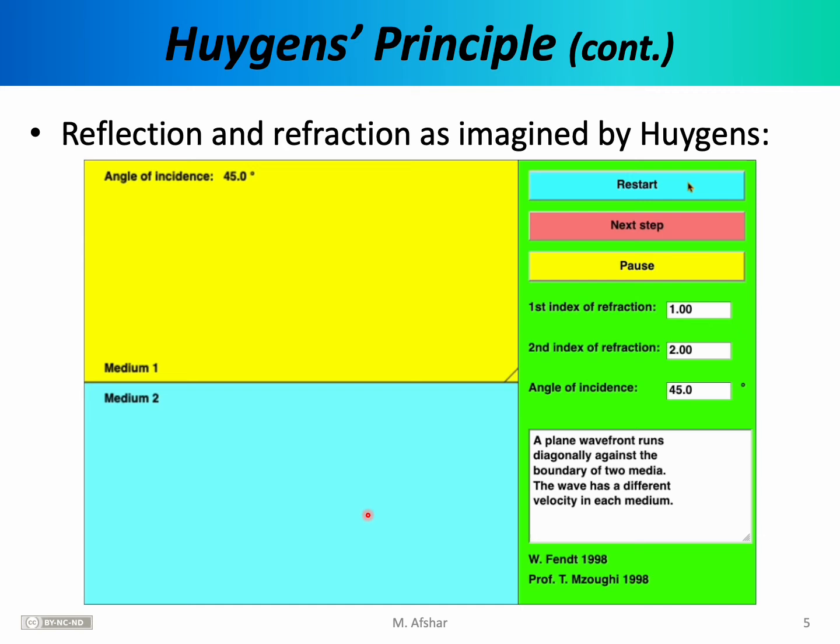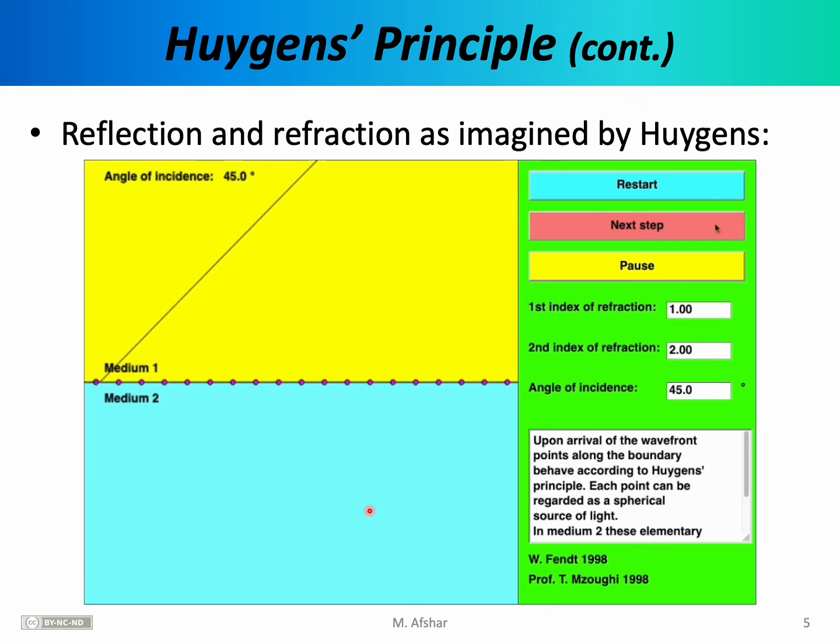We're interested in knowing how this wavefront reflects from this boundary and how it is transmitted and refracted in the second medium. To understand this, Huygens imagined that there is a series of point charges, like maybe the atoms or electrons, of the medium arranged along the boundary.